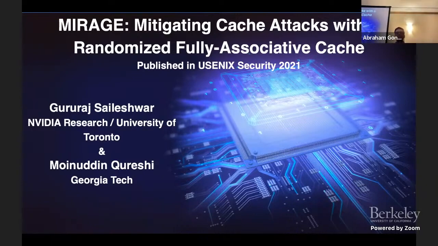Thank you, Sagar. Hello, everyone. I'm Gururaj. And today I'll tell you a little bit about how one can mitigate cache attacks with a fully associative randomized cache, or Mirage. This work was published during my PhD in Usenix Security 2021. This was jointly done with me and my advisor at Georgia Tech.